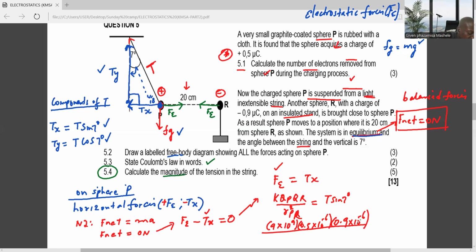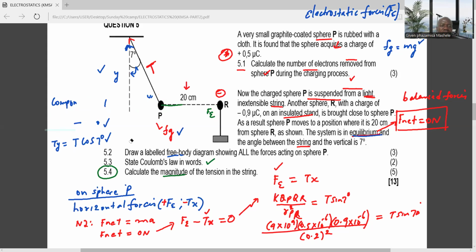20 centimeters, which we divide by 100 to convert it into meters. So this will be 0.2 squared. Then this is equal to T sine theta. So we want to calculate the tension, and to calculate the tension, we have to work out the electrostatic force between P and Q.